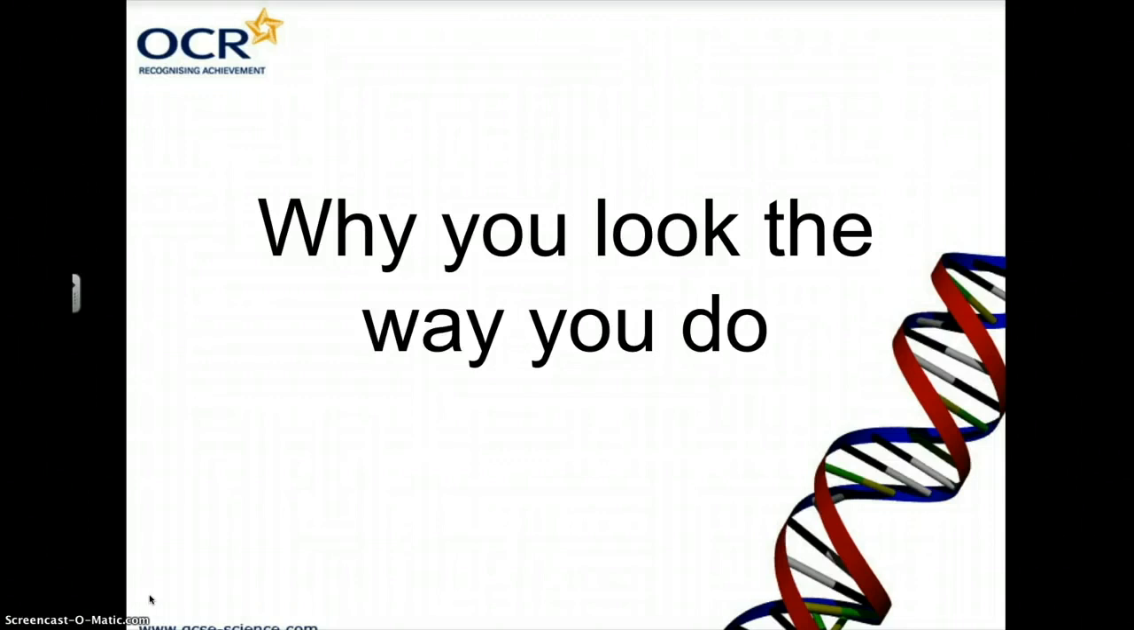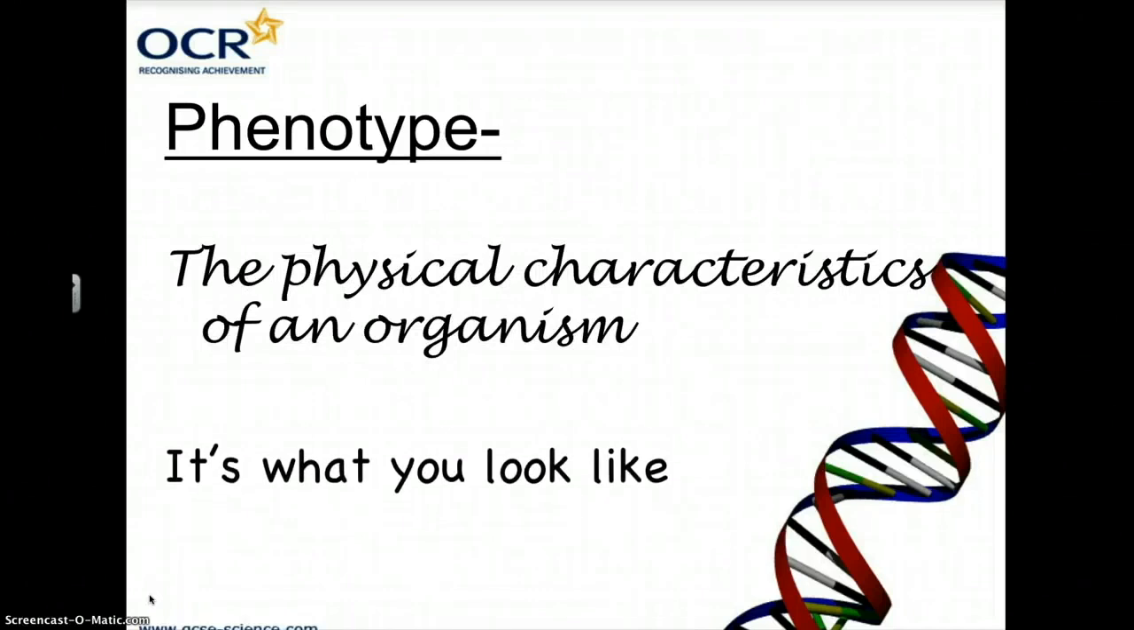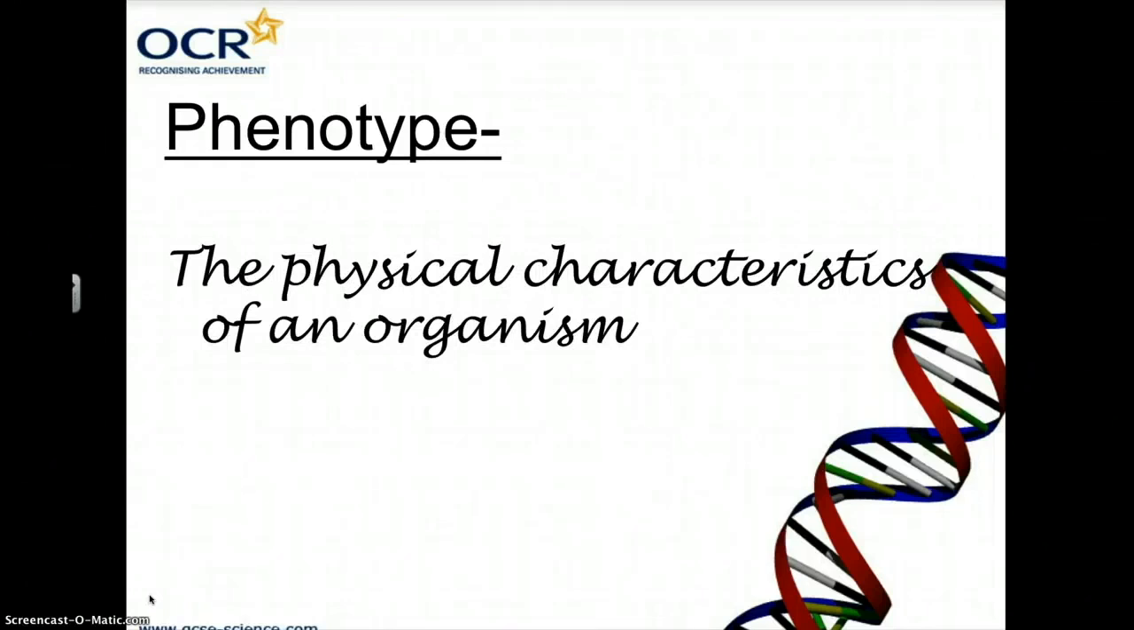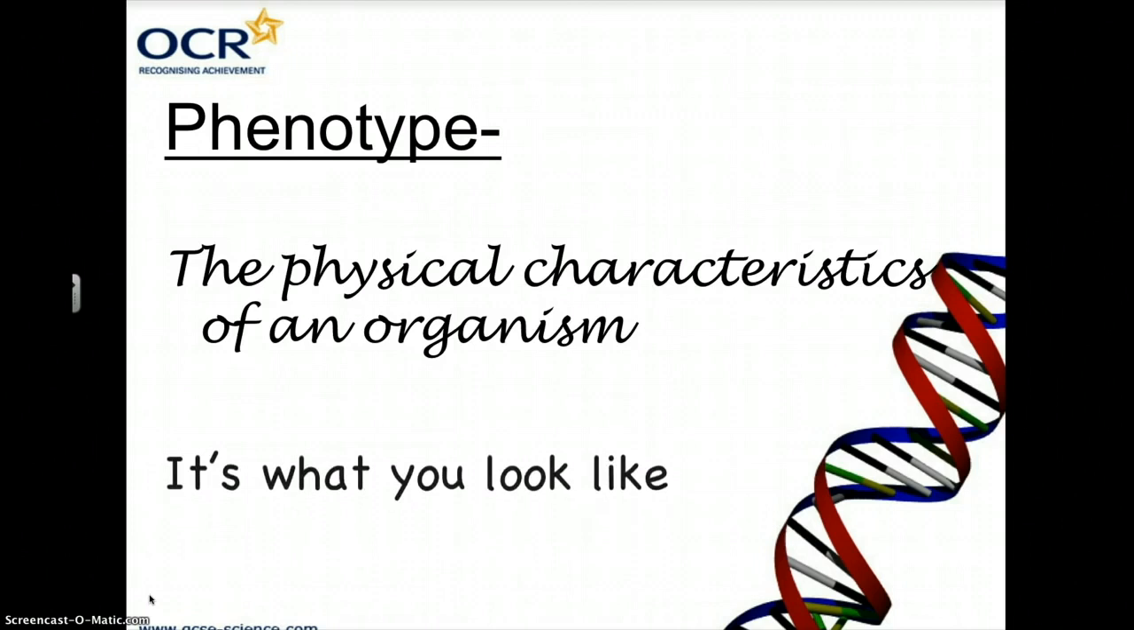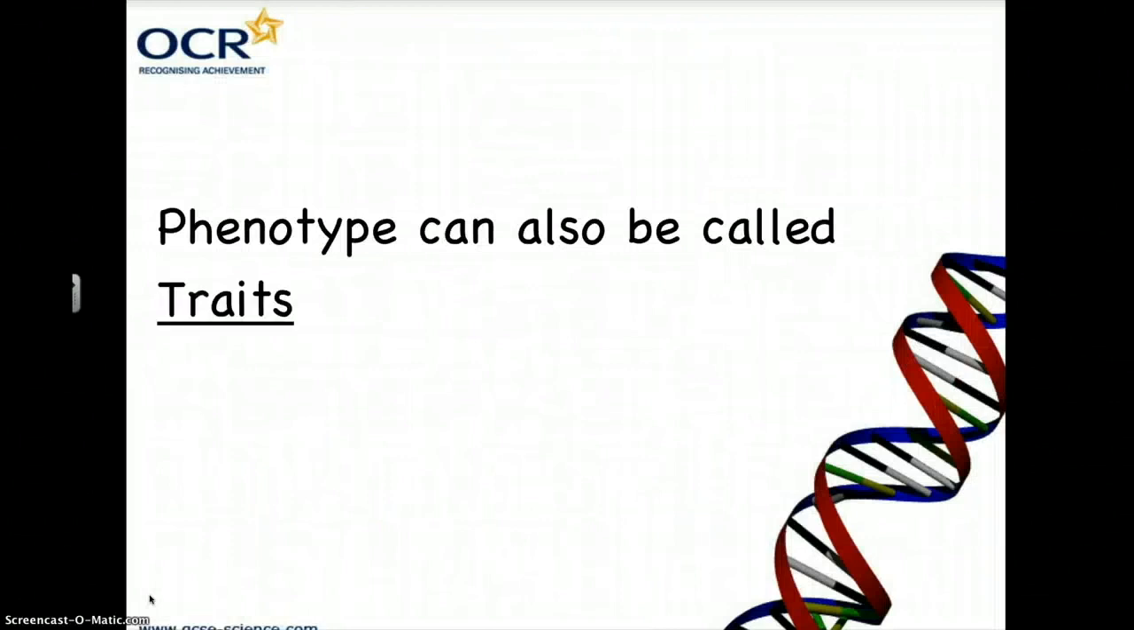So here we go. The first vocabulary word we're going to talk about is phenotype. I want you to focus on the first two letters, PH, because that's how I remembered it, because phenotype is like physical. It's the physical characteristics of an organism. So most simply put, it's what you look like. A phenotype is just the characteristics of an object or a living anything, I suppose. They can also be called traits. Sometimes you hear them called traits, sometimes you hear them called phenotypes.